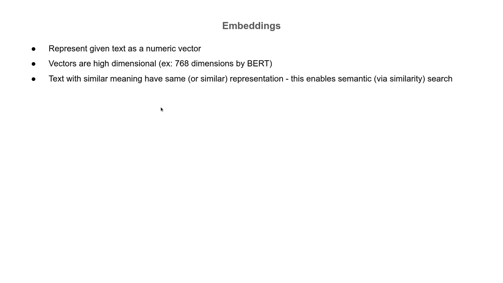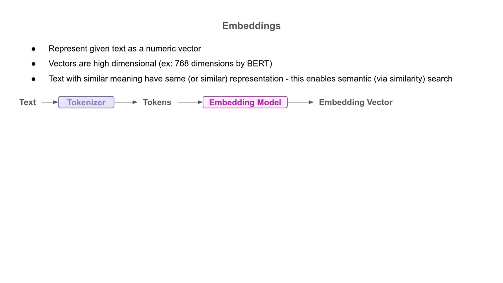So the idea is that text with similar meaning or similar representation are very near to each other in the vector search space. This enables us to do semantic or similarity search. Let's see the flow. If you have a text, you tokenize it. Tokenization has already been explained. These tokens will be sent to the embedding model, and the embedding model will give you the output as the embedding vector.